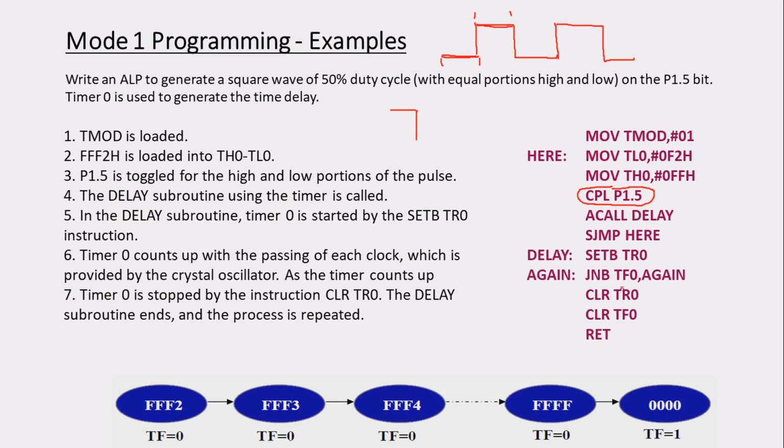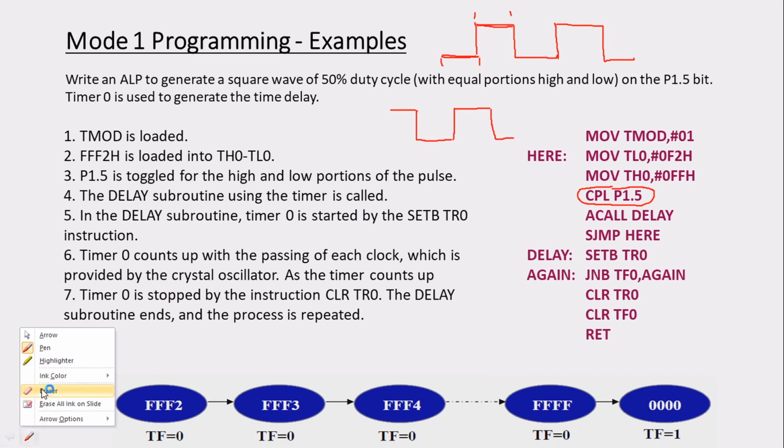There will be a delay so that it starts counting from FFF2, and then till FFFF it is going to be generated with what? 0, and then again it will come back to this. Again there will be a complement, so it is going to be high, and then again it is going to start from FFF2 hexa till FFFF hexa. So this is how it is going to generate a complete square waveform.